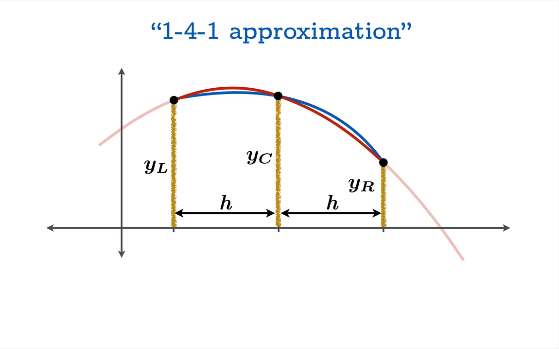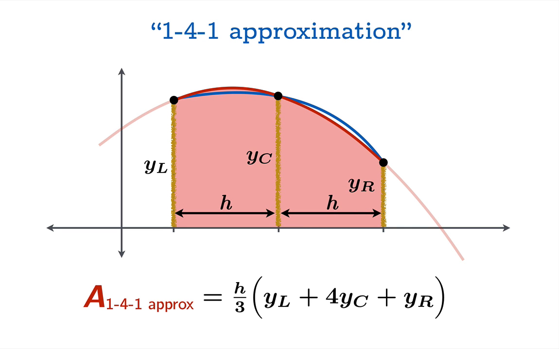the area under the quadratic curve that hits those three representative points can be expressed very simply in terms of these quantities as h over 3 times the sum of yl plus 4yc plus yr. And once we know that, hopefully that approximation will give you a decent approximation of the actual area under the curve you started with.